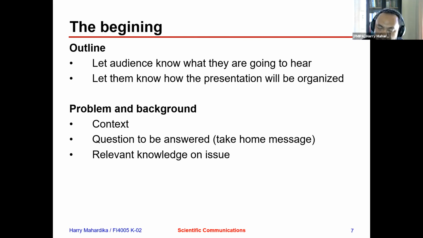And then the relevant knowledge. For example, you can give an example of a recent study that was made using the method that you choose, or a relevant topic that is happening in recent times. You can also give that as an example.